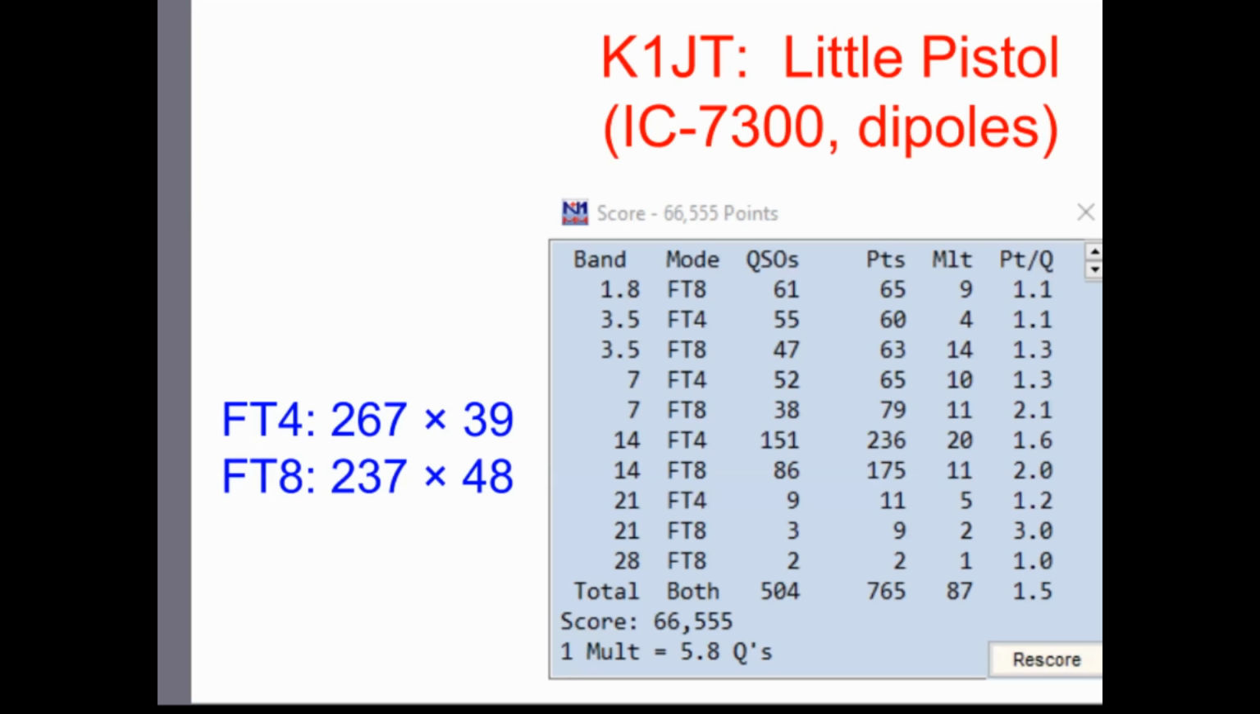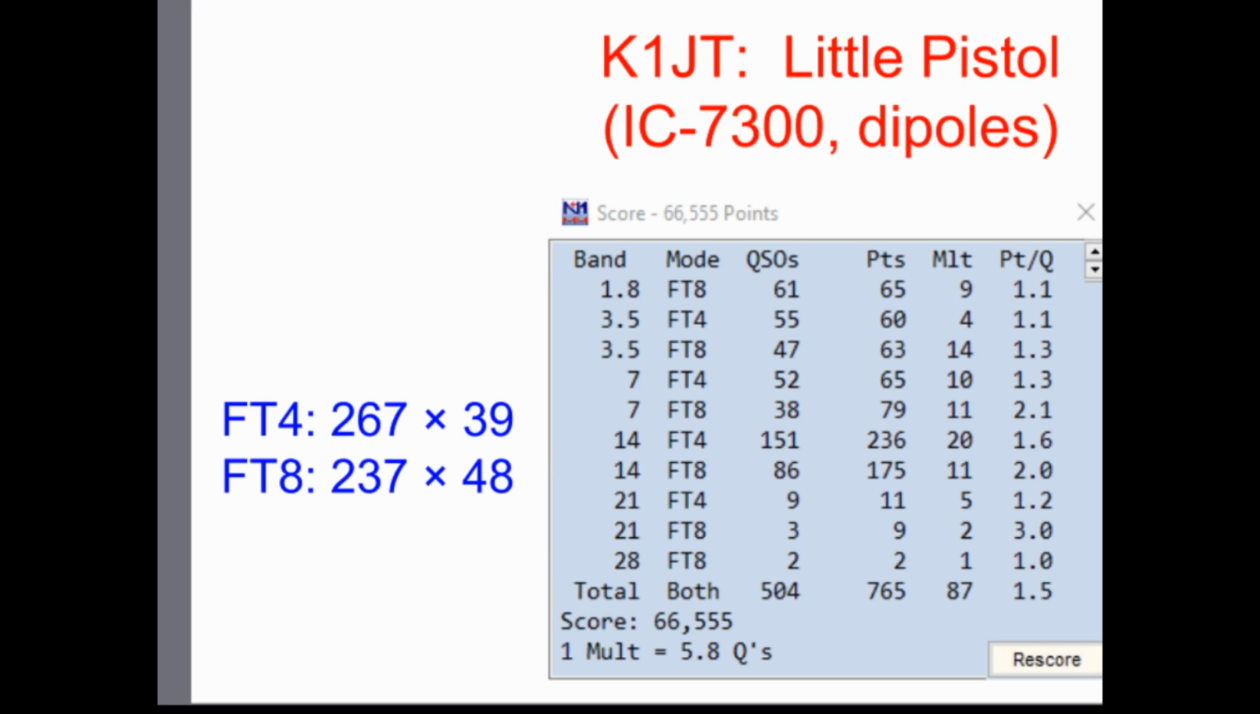I just spelled out the fact that my QSOs were about half on FT4 and half on FT8. The multipliers were weighted toward the FT8 side, as you would expect. And that was my summary sheet on N1MM.